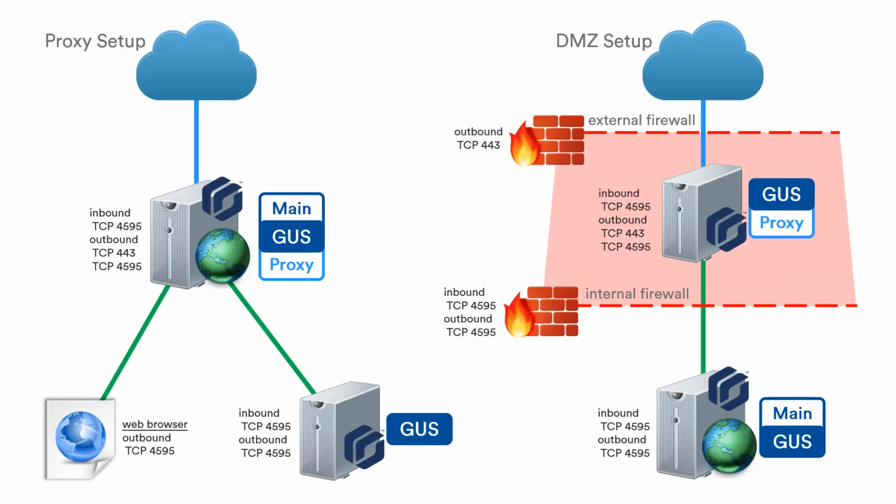As we can see from the network diagrams, the machine running the GUS that is connected to the cloud must have outbound TCP port 443 open. This is a common port and will very rarely be blocked. All machines that are running a GUS need to have inbound and outbound TCP port 4595 open, and any web browser used to connect to a GUS must also have outbound TCP port 4595 open as well.